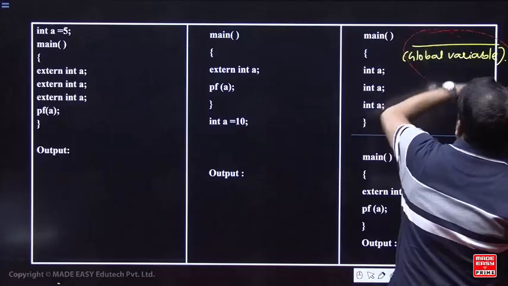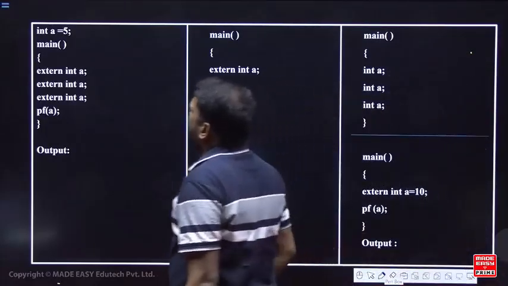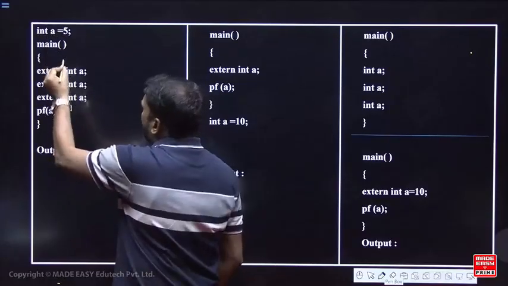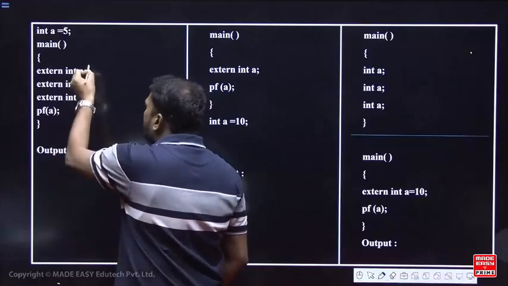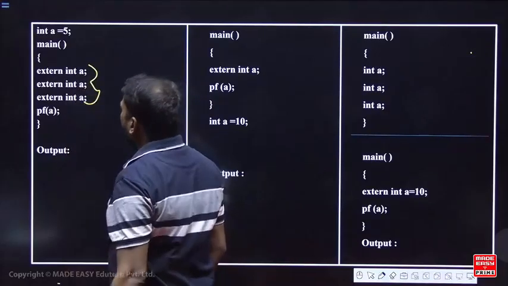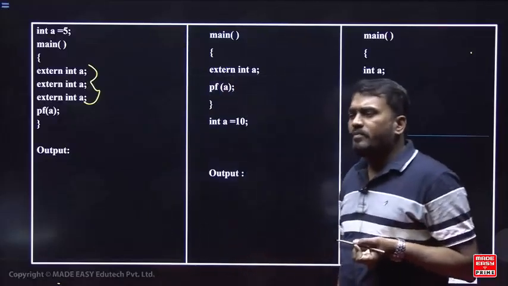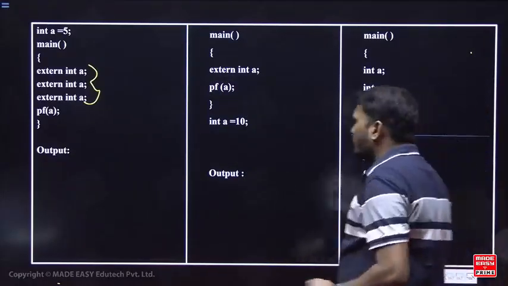Now listen here, next example. If you see the next example, what is the meaning of this? Integer a equal to 5 here. In main, extern integer a, extern integer a, extern integer a. So 3 times you are declaring here. Will it give an error? No, it will not give an error because no memory is allocated for that variable.